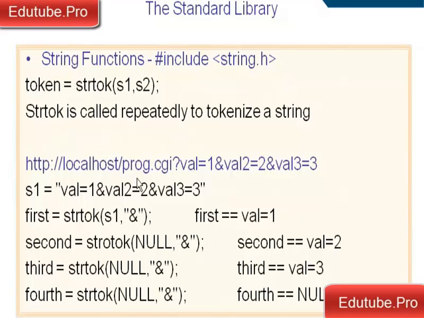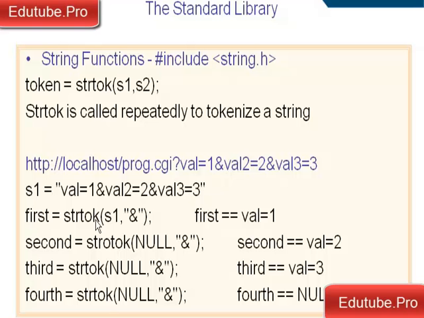Let's say that this is our entire piece of data coming into our program, and we're going to run our CGI program, and our parameters are val1=1&val2=2&val3=3. We will read this off in our request variable and get this stuff into S1. So now S1 is equal to val1=1 and so on and so forth.